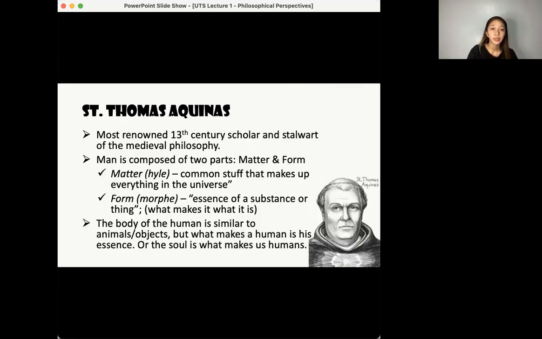Next philosopher is another saint. So Saint Thomas Aquinas. So before I discuss Saint Thomas Aquinas, let me ask you this. What makes a person human?